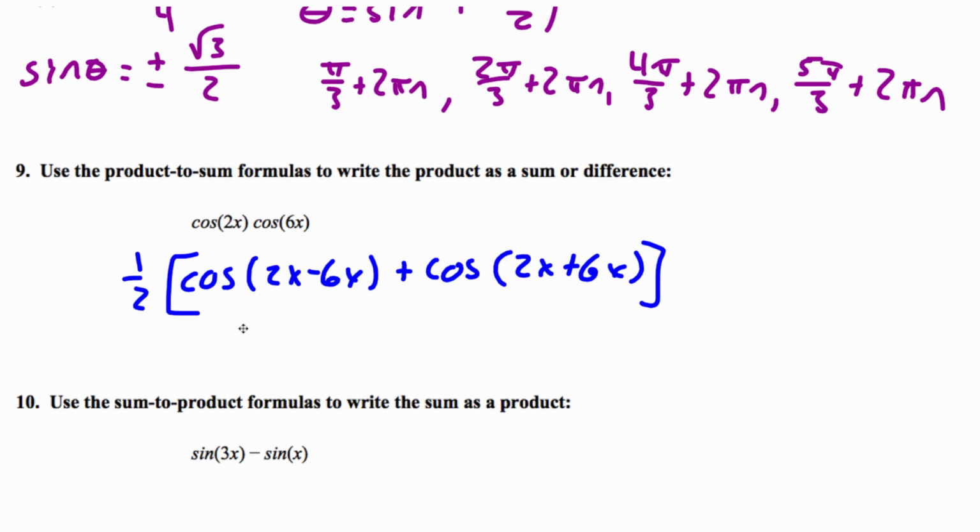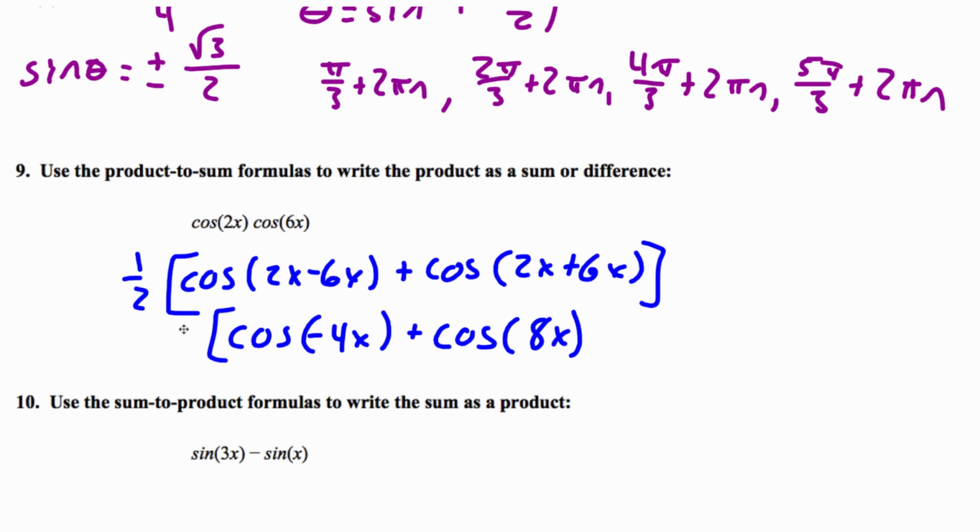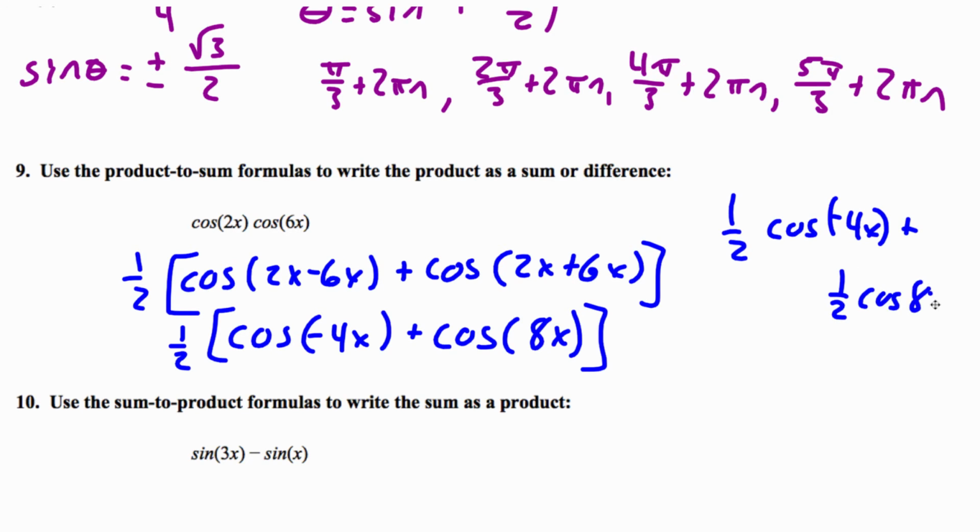2x minus 6x, we get the cosine of -4x. And on the back end, if we take 2x plus 6x, we get the cosine of 8x. Remember, we've still got this 1/2 hanging out in front. There really isn't much more that we can do with this. We could distribute the 1/2 in, so then it would be 1/2 cosine of -4x plus 1/2 cosine of 8x. We don't have to do that, though. We can just leave this as our answer.